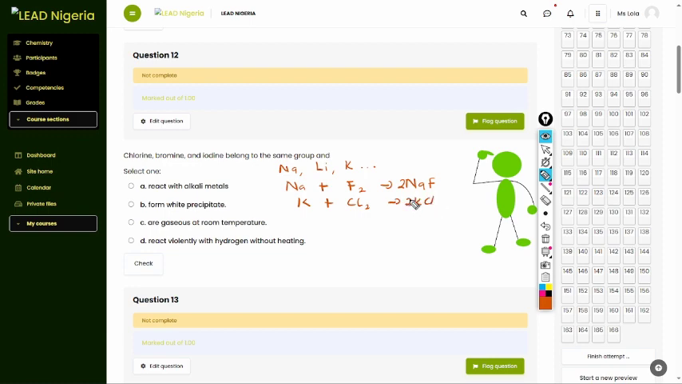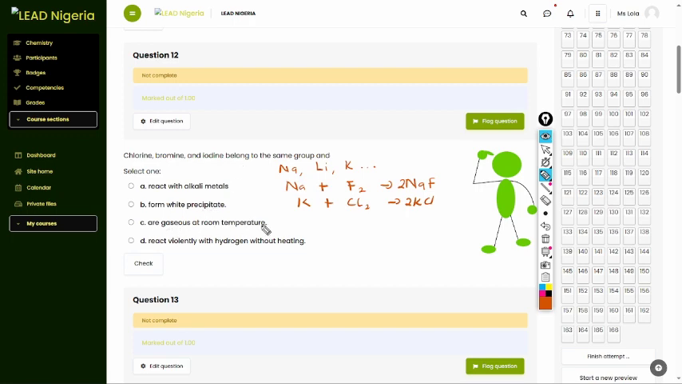So option A is correct. But let's go through the rest of the options to see. Form white precipitate. Now, not all of these three would form white precipitate. For instance, with silver nitrate, chlorine would form white precipitate. Bromine would form a creamy precipitate, and iodine will form a yellow precipitate. So B is not correct.